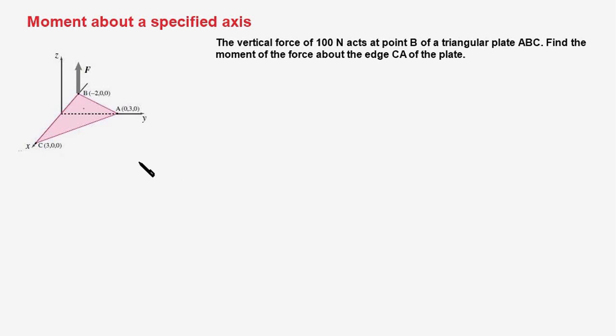In this problem, we have to find out the moment of this force of 100 Newton about the line CA. So we saw in the previous video that the magnitude of the moment about any line XX of a force is equal to the moment of the force about any point on the line XX dotted with a unit vector along the line XX. We can choose any point on the line XX. So in this particular case, we have an option. Either we can choose point C or we can choose point A.